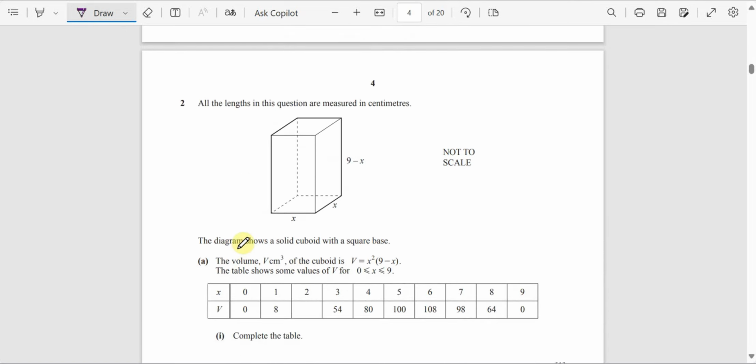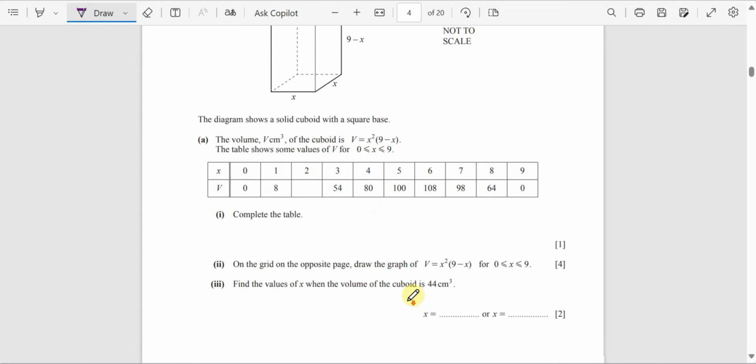So we move to question 2. All the lengths in this question are measured in centimeters. So we have that shape there. The diagram shows a solid cuboid with a square base. The volume V centimeters cubed of the cuboid is V equals x squared into brackets 9 minus x. The table shows some values of V for 0 less than or equal to x less than or equal to 9. We're asked to complete the table.